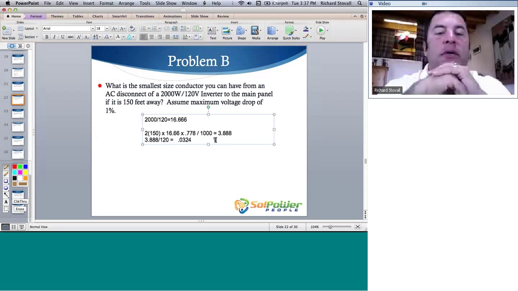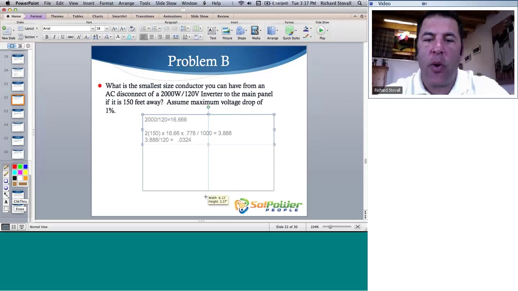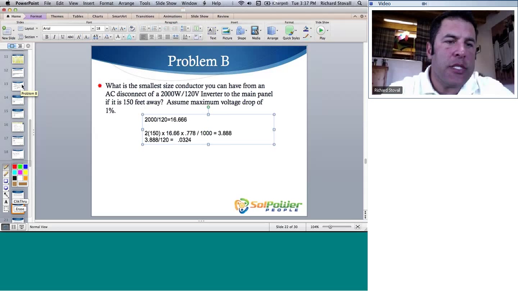0.0324. Okay. So we know that our conductor size is going to need to be larger because at this point we're exceeding the 1% voltage drop by quite a lot. So going back to that table, that's slide 22. Let's skip up a few. So that was 0.778.